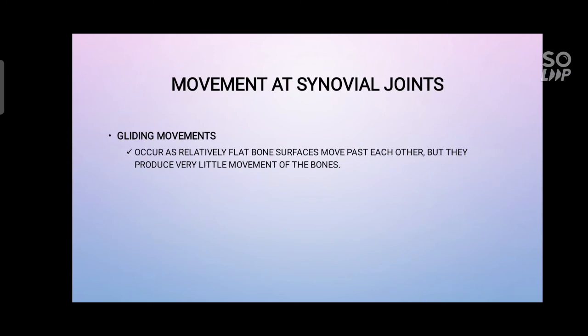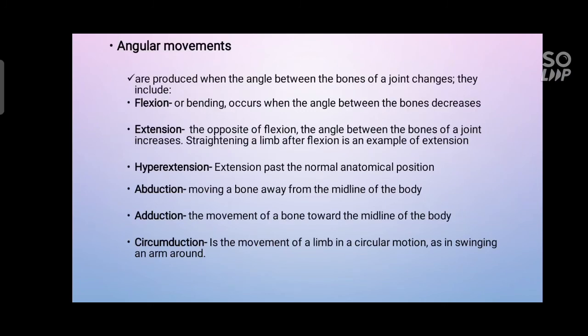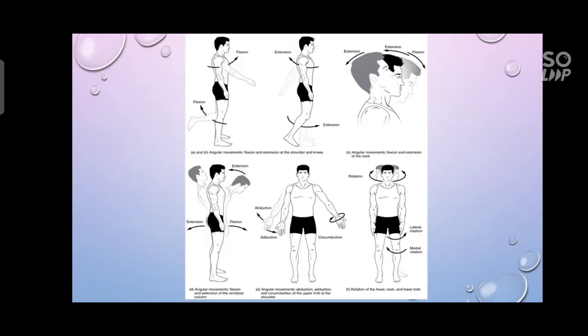Movement at synovial joints. Gliding movements occur as relatively flat bone surfaces move past each other, but they produce very little movement of the bones. We have the angular movements, produced when the angle between the bones of a joint changes. They include flexion, extension, hyperextension, abduction, adduction, and circumduction.